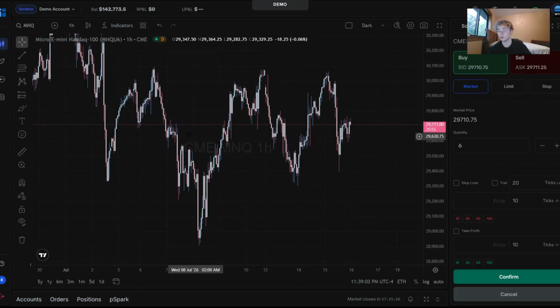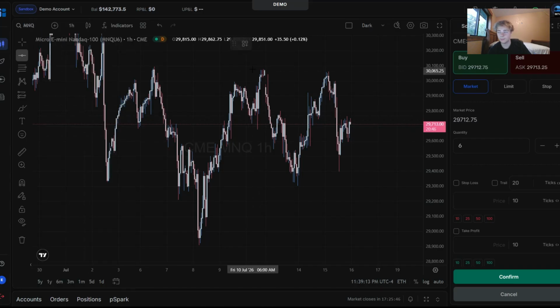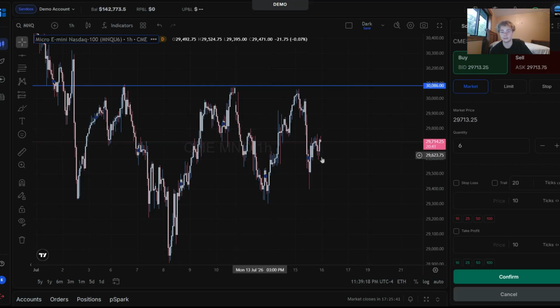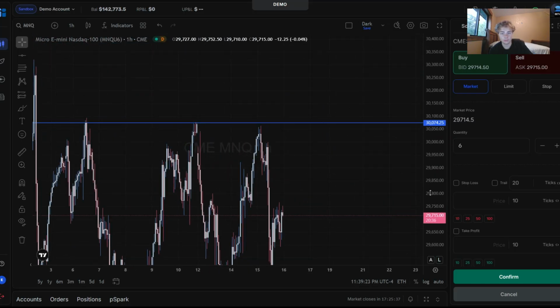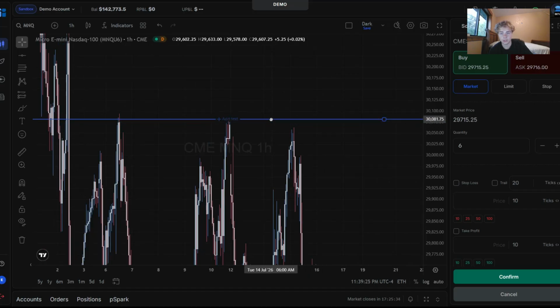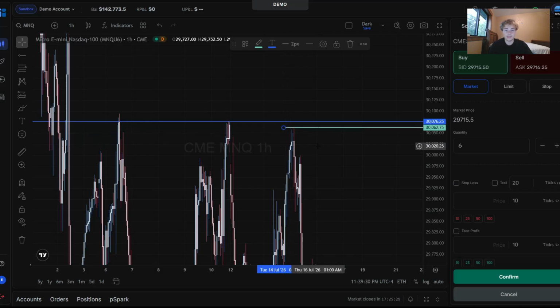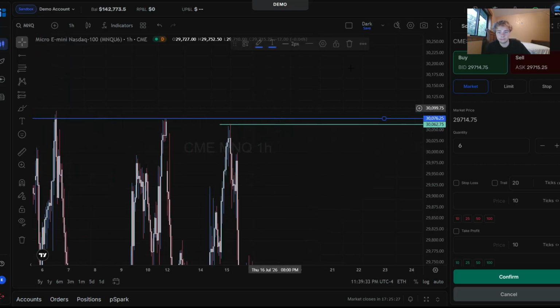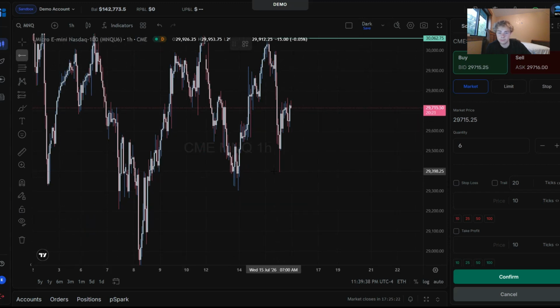Okay, so first off, we're going to look at horizontal lines, which are right here. You can use horizontal lines or horizontal rays. It doesn't matter too much, but pretty much this is useful for marking out highs and lows of just levels. Pretty straightforward. Just place it on the chart. I usually use the rays just so I can see where they began. So I'm going to mark out highs, mark out lows.